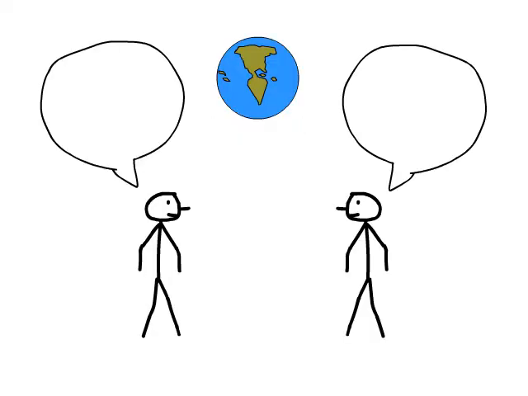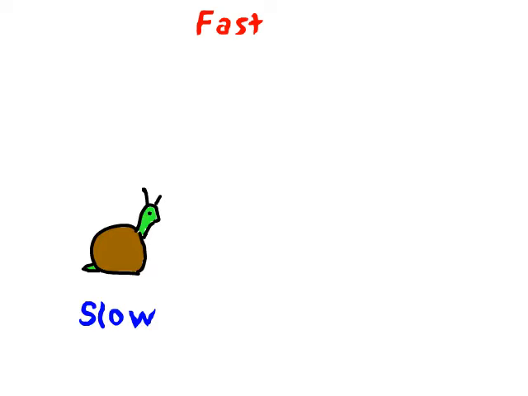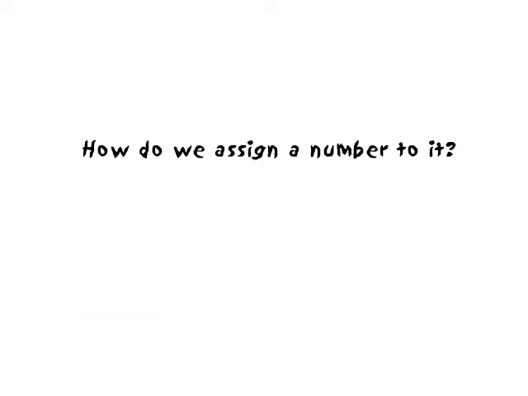Every language has a word for speed. In Russian, it's skorost. We have an intuitive feeling for speed. We know this is slow, and this is fast. But how do we put a number on that? How do we measure speed?